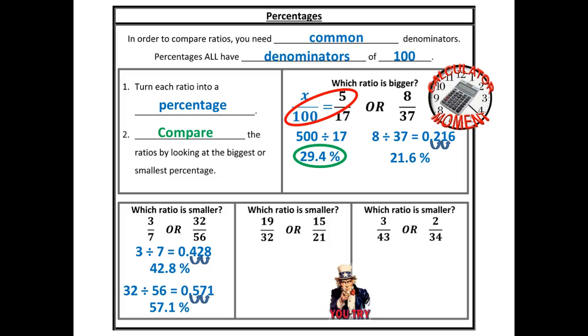They're looking for the smaller ratio. The smaller percent, 42.8%, belongs to 3 to 7. So 3 to 7 is the smaller ratio. 32 to 56 is the bigger or greater ratio. On your own, try the last two problems.